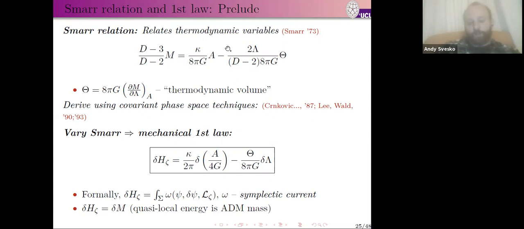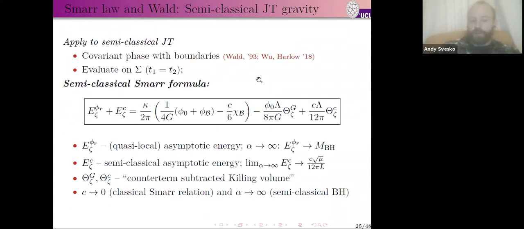Okay, so this is just kind of a broad overview, the purpose of the Smarr relation and the first law. We're going to apply this formalism to the case of semi-classical JT gravity. It requires a slight modification of covariant phase space techniques, where now you have to be careful with what you mean when you work with boundaries. And we're going to consider a Cauchy slice sigma that's evaluated on a particular time slice where the entropy is time independent. And in doing so, following the techniques, you can find the semi-classical Smarr relation is given as follows.